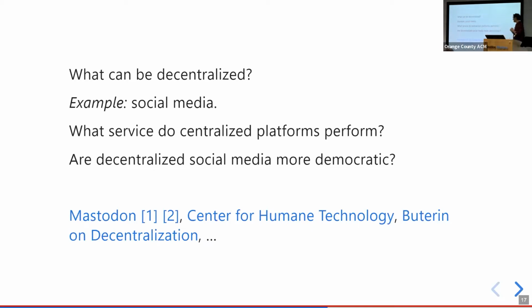So that's an interesting question. But it's not clear whether something like Twitter can be really decentralized while still performing the role we expect. So what can be decentralized? What service do centralized platforms actually perform? I think that's also not so clear. And would decentralized social media be more compatible with our democracy? Could a more healthy democracy arise from decentralizing social media?